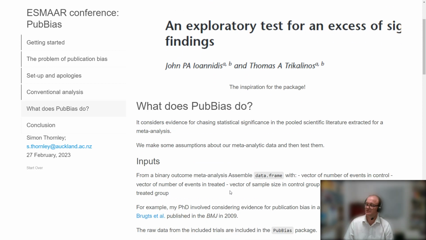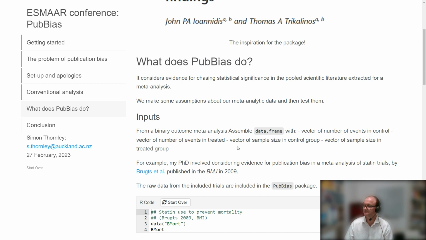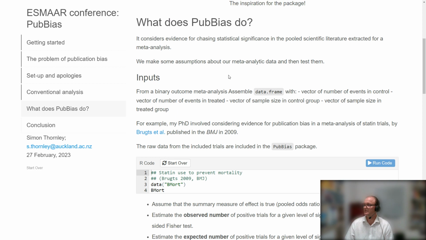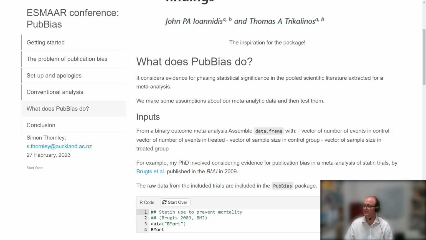So what does PubBias do? Well, basically it looks for whether the output and the inputs to a meta-analysis are coherent.